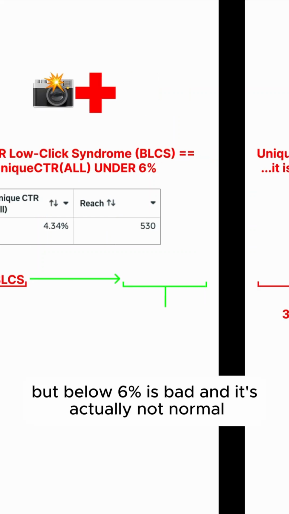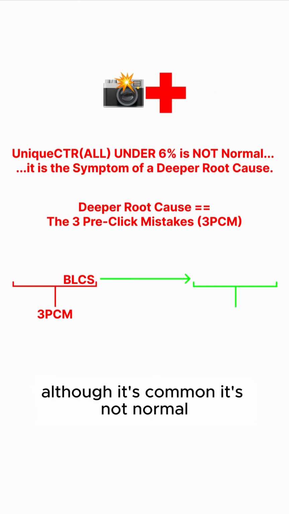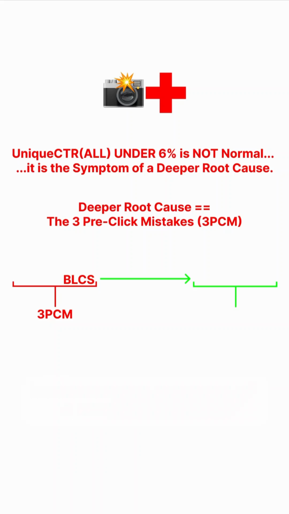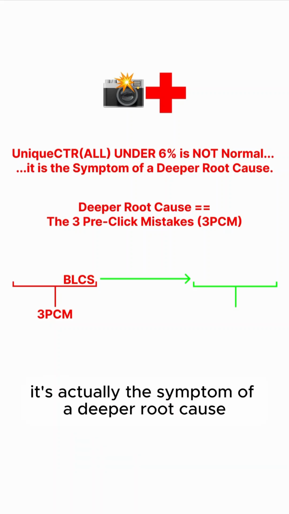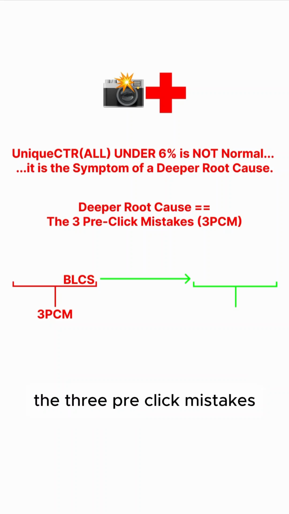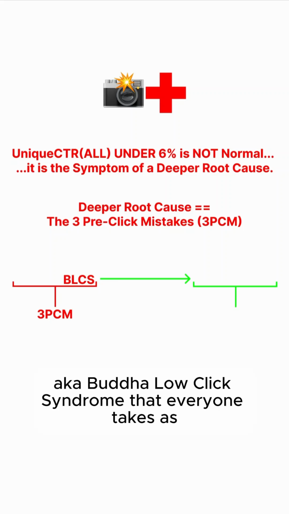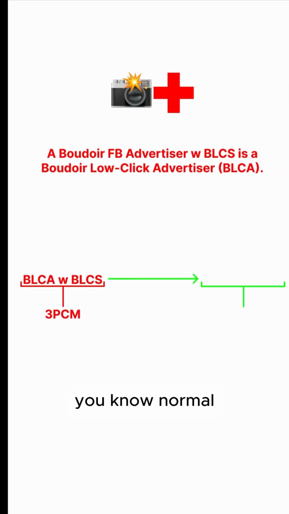So yeah, we want to get this as high as possible. But below 6% is bad. And it's actually not normal. Although it's common, it's not normal. It's actually the symptom of a deeper root cause. And that deeper root cause is the 3 pre-click mistakes. So that's what actually causes BLCS, aka Boudoir low click syndrome, that everyone takes as normal.